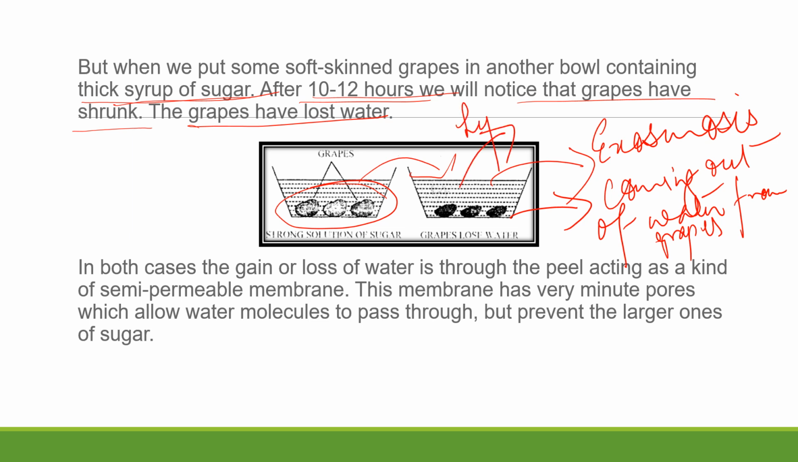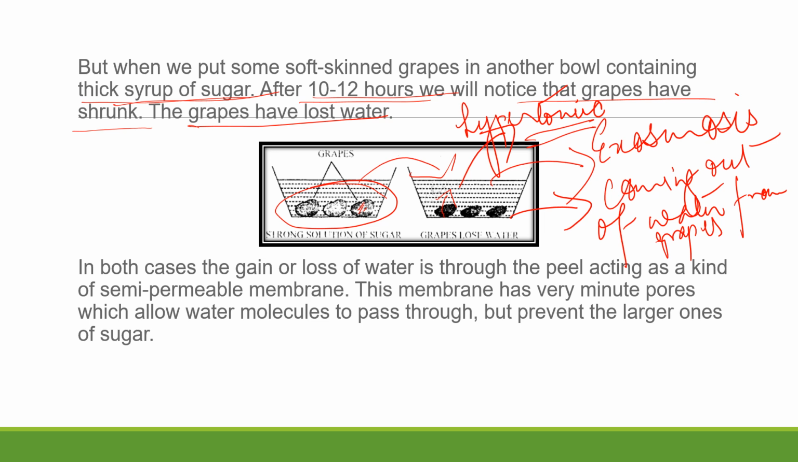So this is a hypertonic solution, because inside the grapes the solution has a lower concentration and outside it is a higher concentration. So with the hypertonic solution outside, the water from inside the grapes will come out of the cells and that will cause the grapes to lose water and to shrink.